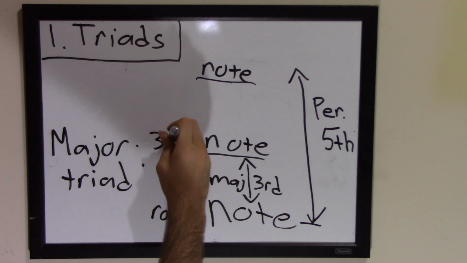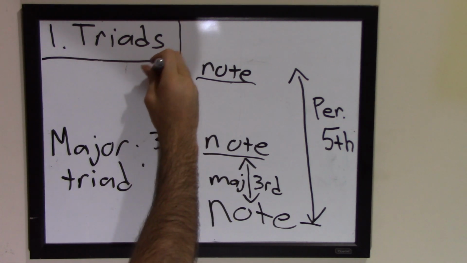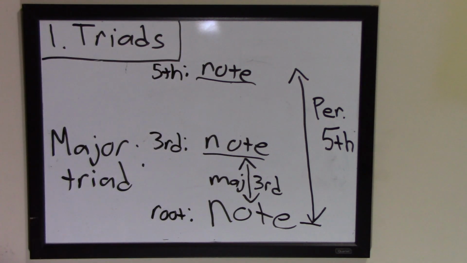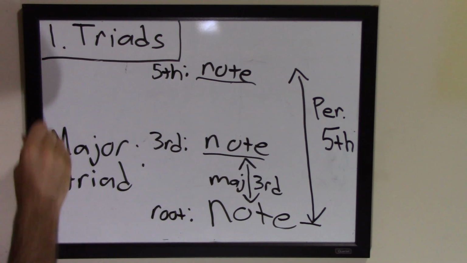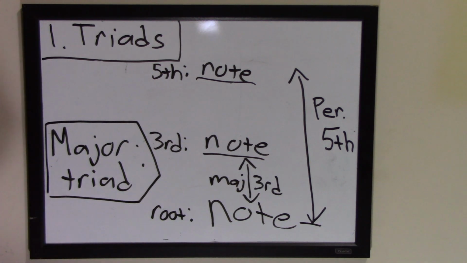You have the root, which is the note that you start with. You have the third, which is a major third above the root. And then you have the fifth, which is a perfect fifth above the root. And that is the formula for a major triad or major chord.